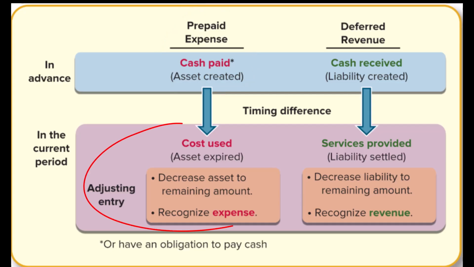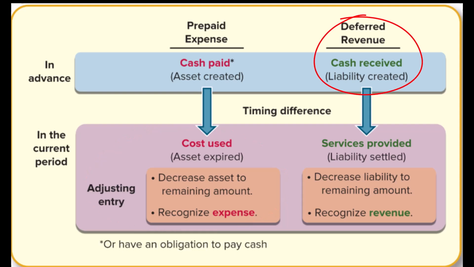Then, at the end of the period, we need an adjusting entry to decrease the asset and recognize the expense for the portion that has been used up. The other side of prepayments is deferred revenue. This occurs when a company receives cash from customers in advance of providing the services. This creates an obligation or a liability.